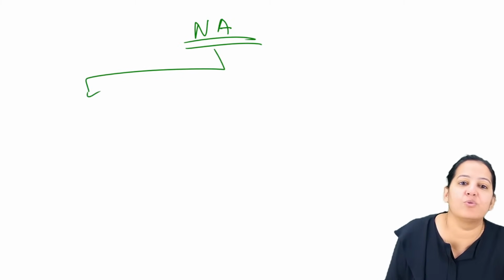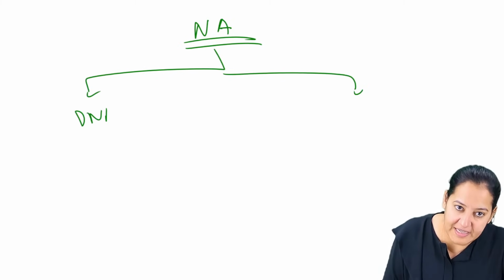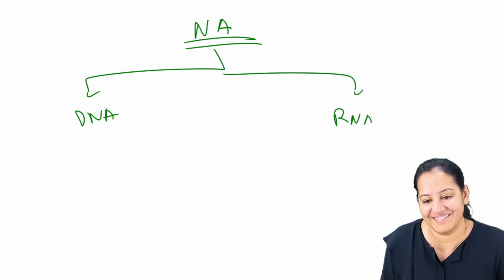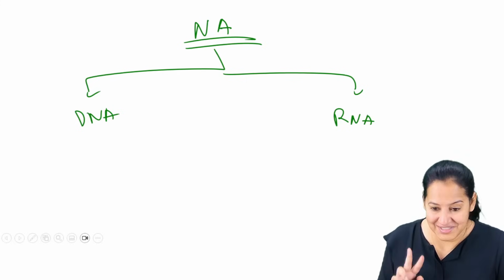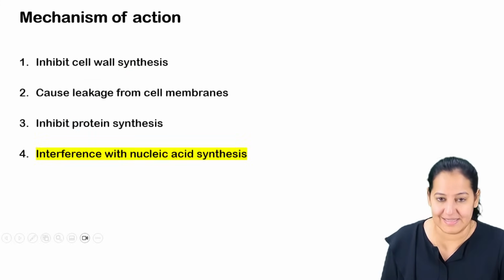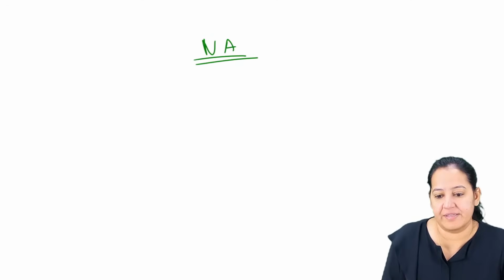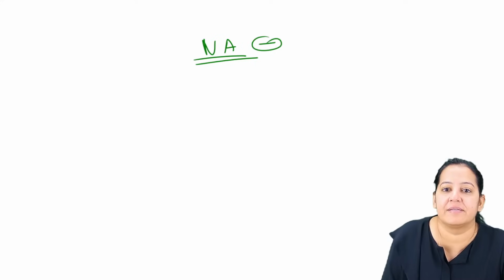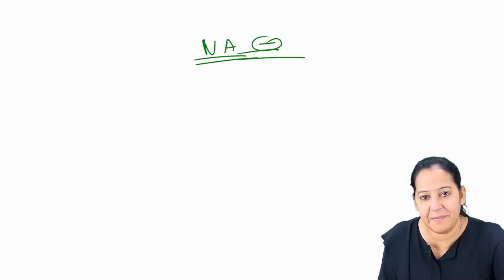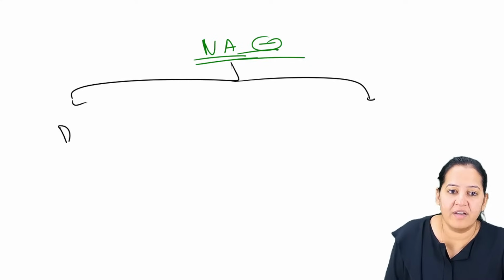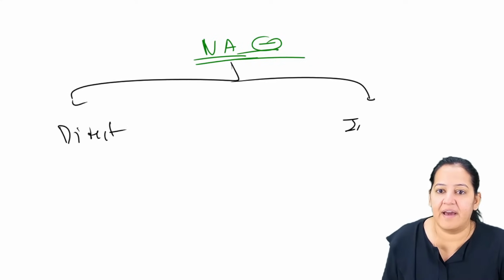Now your nucleic acid is of 2 types. Are you inhibiting DNA or are you inhibiting RNA? Whatever nucleic acid you want to inhibit, there are 2 types of drugs: direct inhibitors and indirect inhibitors. What are direct inhibitors and what are indirect inhibitors?